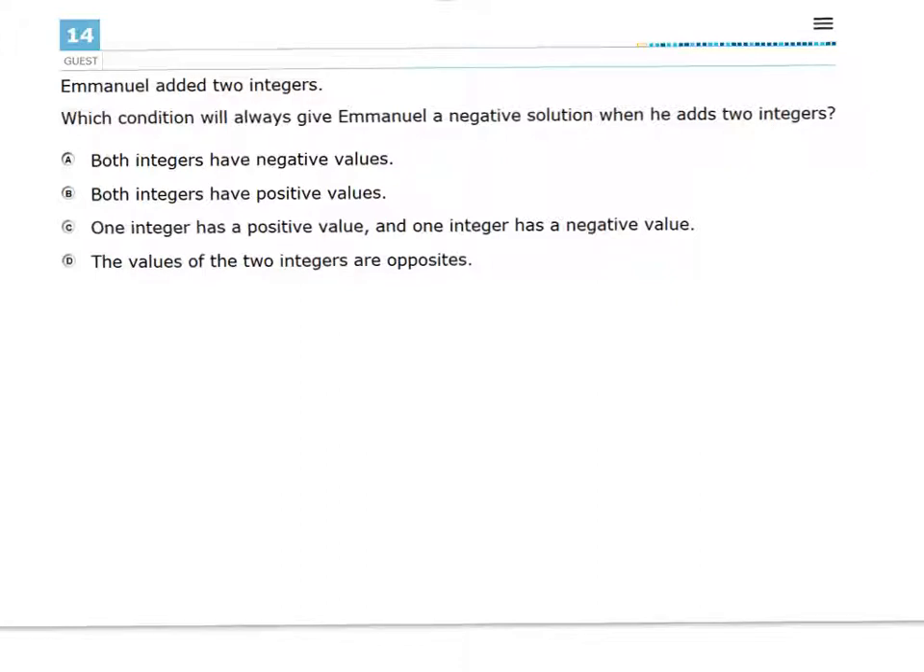So for letter A, both integers have negative values. So if I were to have negative 2 minus 4, my solution would be negative 6. So in this case, that would be true. So letter A is a true statement.